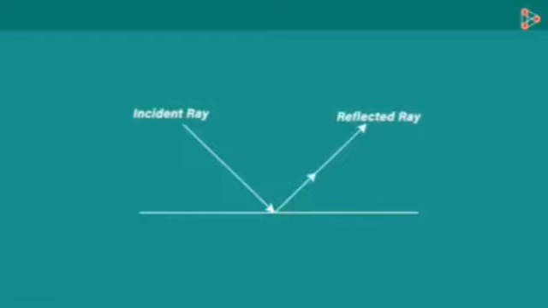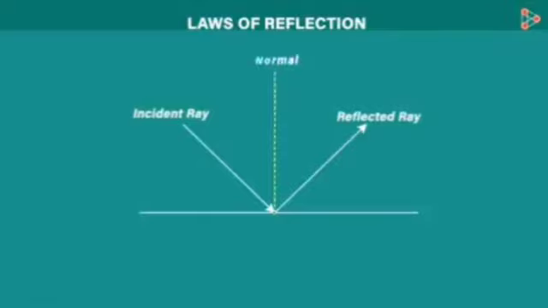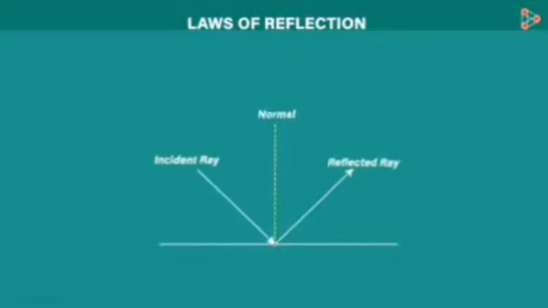Just think, why only in this direction? Why not here and why not here? This is because rays of light obey certain laws of reflection. Now I am going to draw a perpendicular line to the surface at the point of incidence. This line is called the normal, which is perpendicular to the surface.